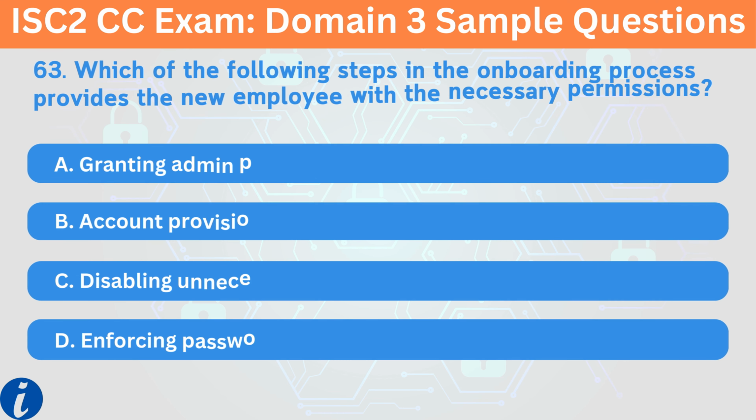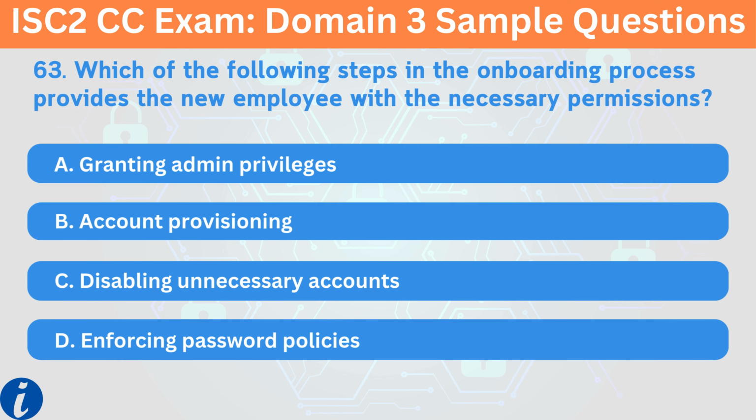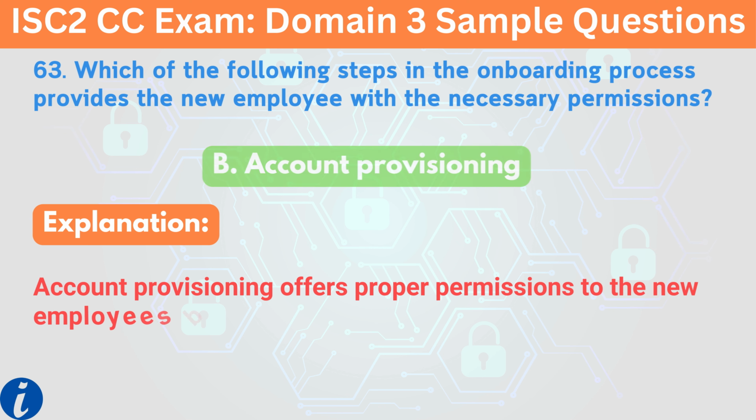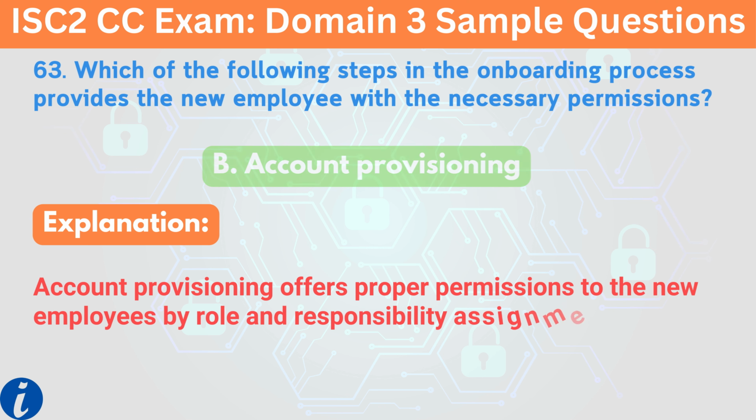63. Which of the following steps in the onboarding process provides the new employee with the necessary permissions? A. Granting admin privileges. B. Account provisioning. C. Disabling unnecessary accounts. D. Enforcing password policies. The correct answer is B. Account provisioning. Explanation: Account provisioning offers proper permissions to the new employees by role and responsibility assignment.